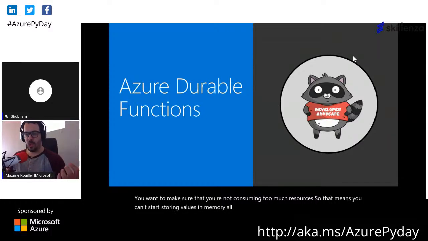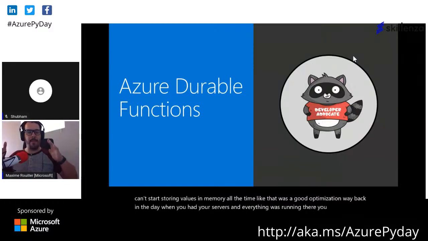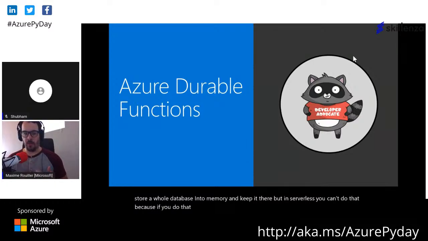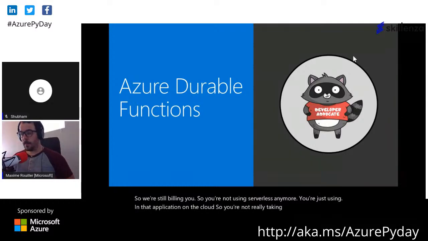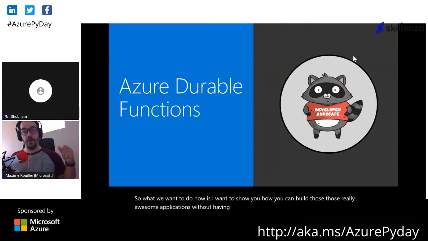Like, that was a good optimization way back in the day when you had your servers and everything was running there. You could just store a whole database into your in-memory and keep it there. But in serverless, you can't do that, because if you do, your function still runs, your application still runs, so we're still billing you. So you're not using serverless anymore. You're just using an application on the cloud. So you're not really taking advantage of the model. So what I want to show you now is how you can build those really awesome applications without having to load everything up in memory or keep your application alive all the time.